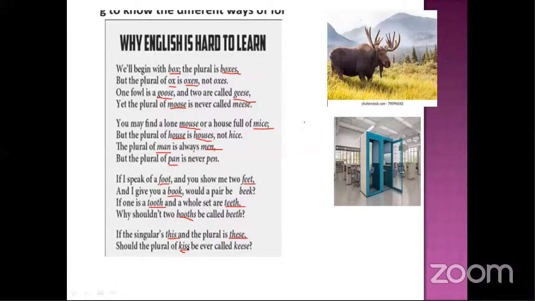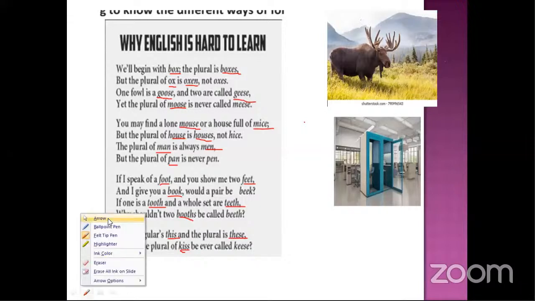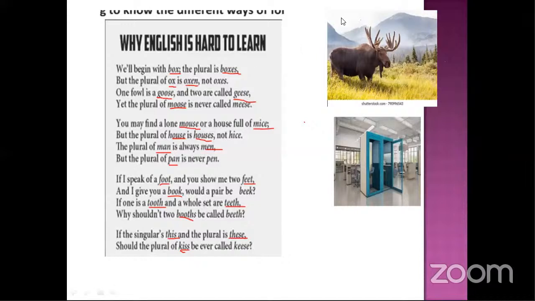Okay, now I have underlined some nouns here. Box, boxes, ox, oxen, goose, geese, moose, the plural is moose, the same noun is used. Mouse, mice, house, houses, man, men, pan, the plural is pans. Pen is another noun. Pen, the plural is pens.